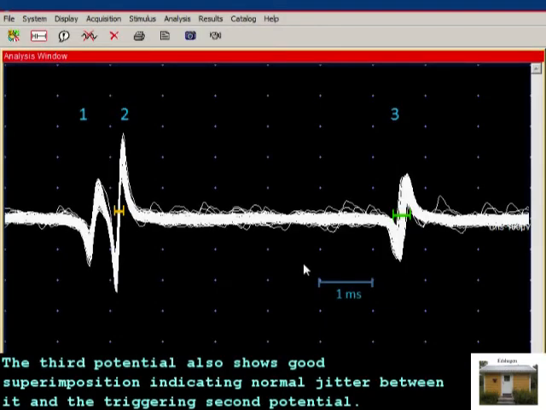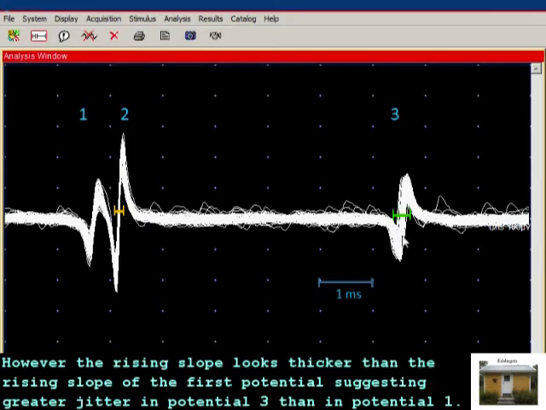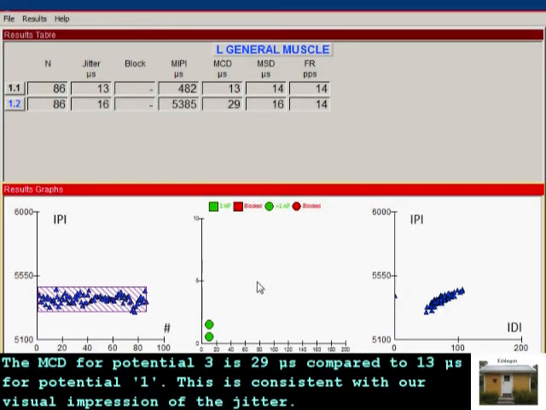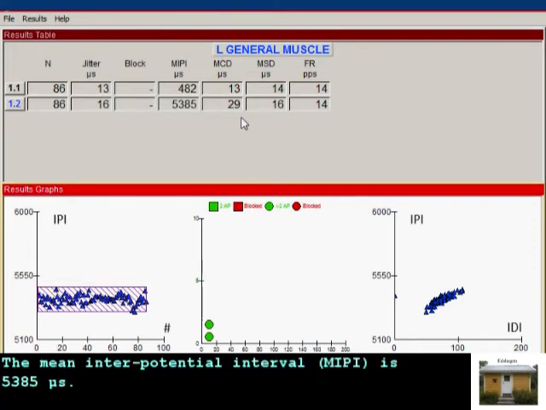The third potential also shows good superimposition, indicating normal jitter between it and the triggering second potential. However, the rising slope looks thicker than the rising slope of the first potential, suggesting greater jitter in potential 3 than in potential 1. The MCD for potential 3 is 29 microseconds, compared to 13 microseconds for potential 1. This is consistent with our visual impression of the jitter. The mean interpotential interval is 5,385 microseconds.